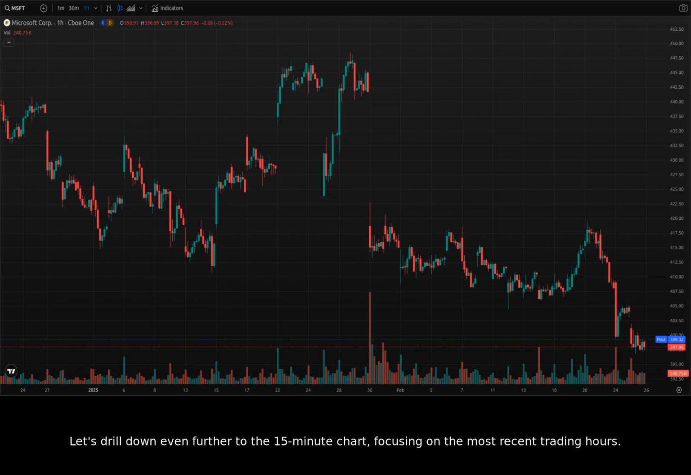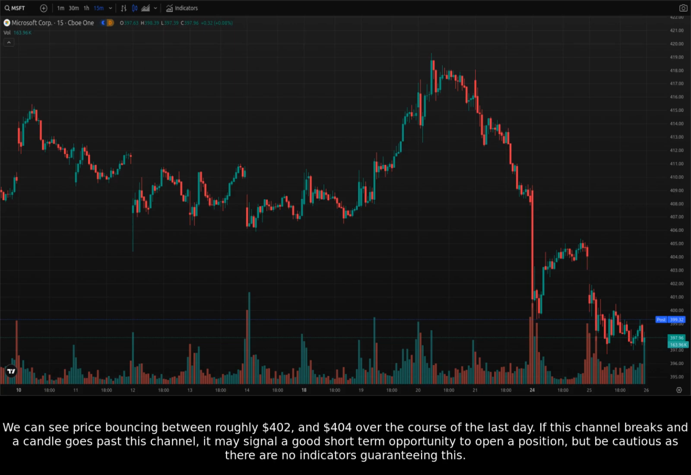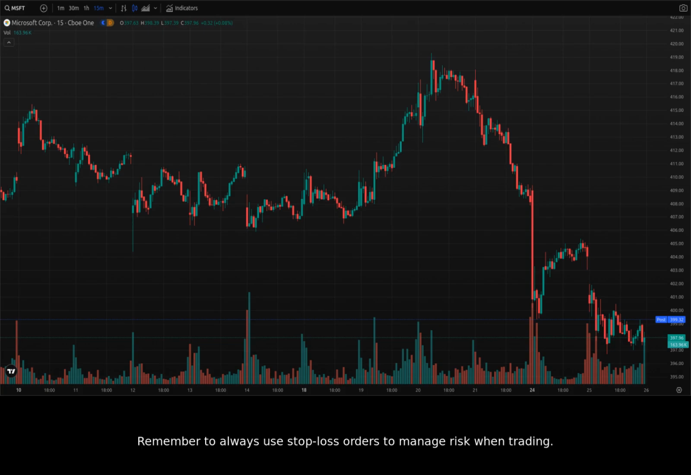Let's drill down even further to the 15-minute chart, focusing on the most recent trading hours. On the 15-minute chart, we can pinpoint precise entry and exit points for short-term trades. We can see price bouncing between roughly $402 and $404 over the course of the last day. If this channel breaks and a candle goes past this channel, it may signal a good short-term opportunity to open a position, but be cautious as there are no indicators guaranteeing this. Remember to always use stop-loss orders to manage risk when trading.